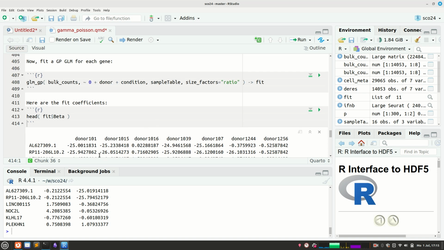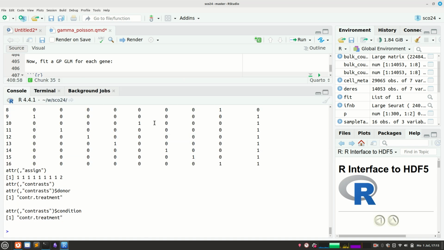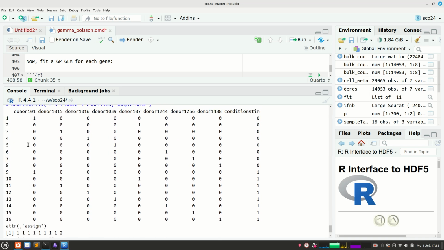To understand the coefficients, we should have a look at the design matrix, which is implicitly put here. I put this here, and here, and here. Now you can see how this design matrix looks. It looks slightly different. I don't have my column of ones here. Instead, I have for each donor an intercept column which has a 1 in the samples from the respective donor. That's why this is going down. And then I have my condition column, which is 1 if it's stimulated and 0 if it's unstimulated.